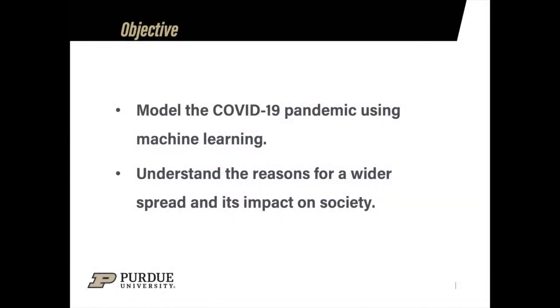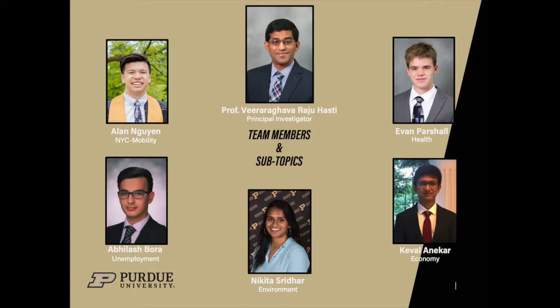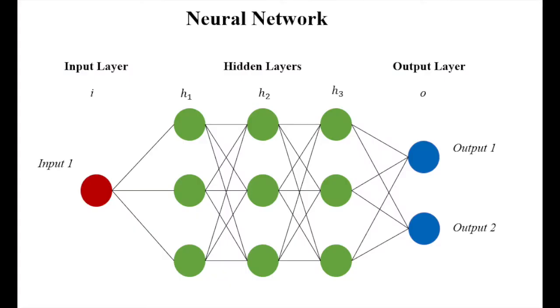In this summer project, our team focused on understanding the spread of the virus and its impact on health, transportation, weather, unemployment, and economy using data science. The mathematical data-driven models that were created all made use of an artificial neural network.